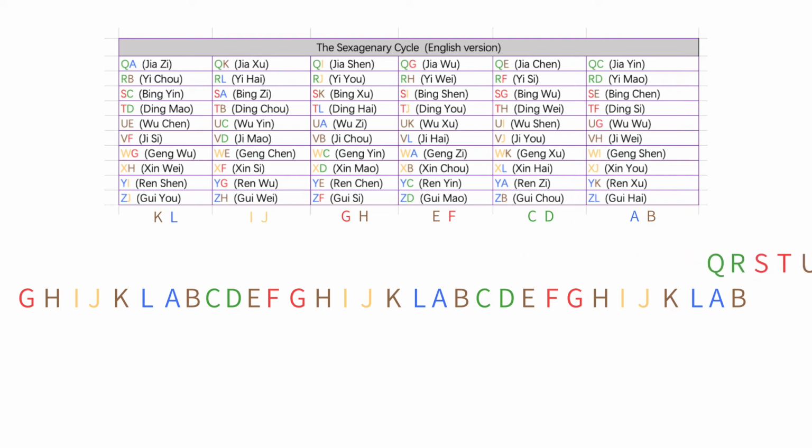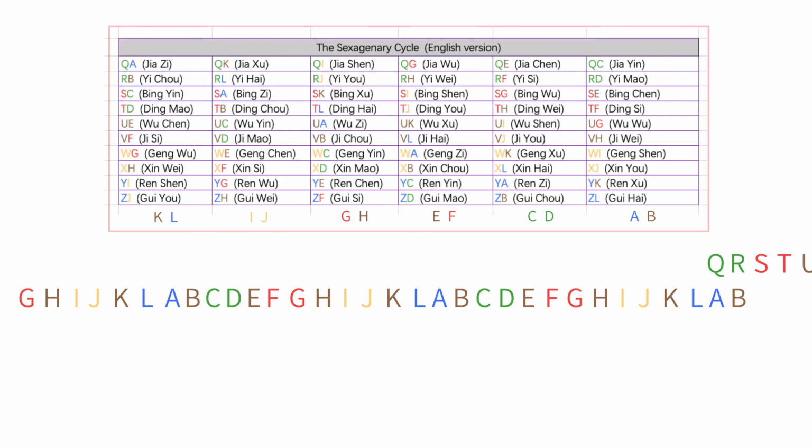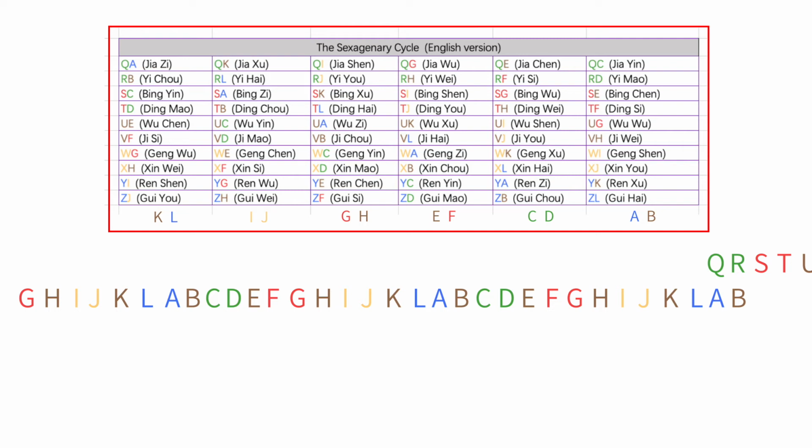Next, we repeat the last operation. This is QA Xun. QA Xun has appeared before, and we can see that a new cycle has begun. If we combine 10 heavenly stems and 12 terrestrial branches in this way, there are only 60 unique combinations. So the sexagenary cycle has only 60 names.